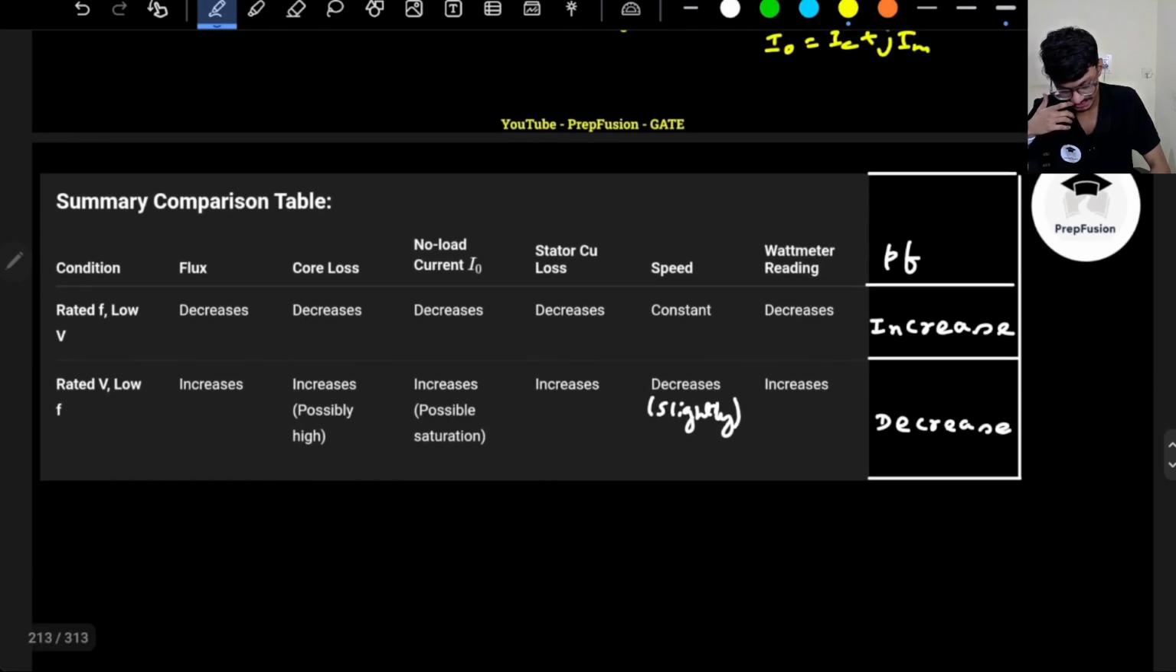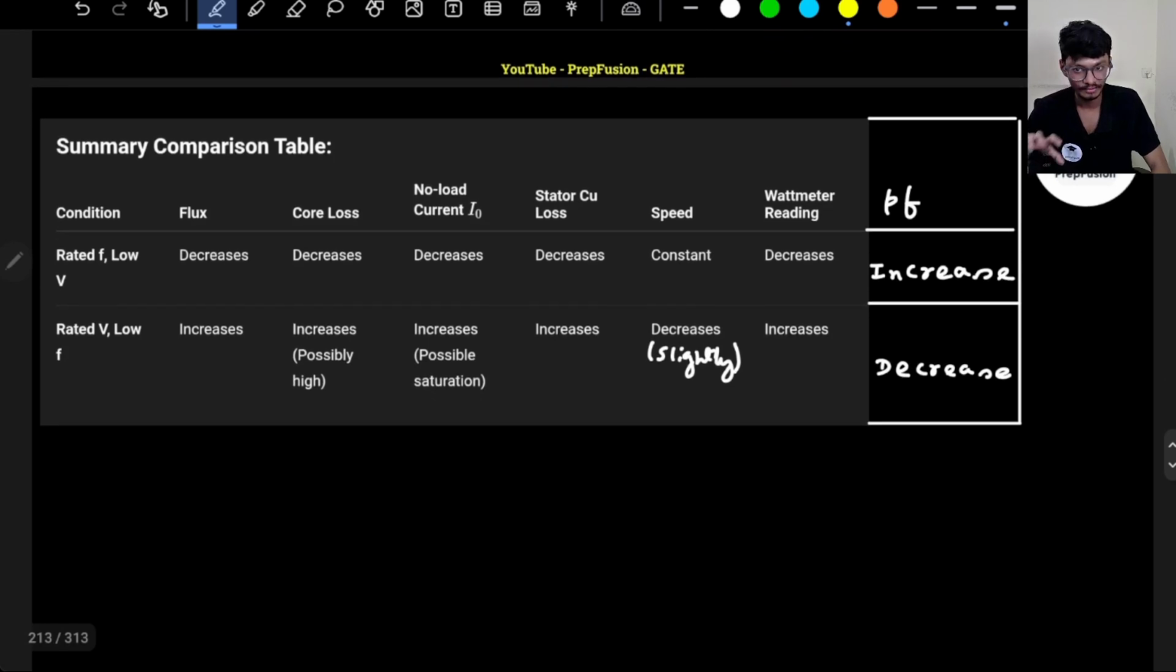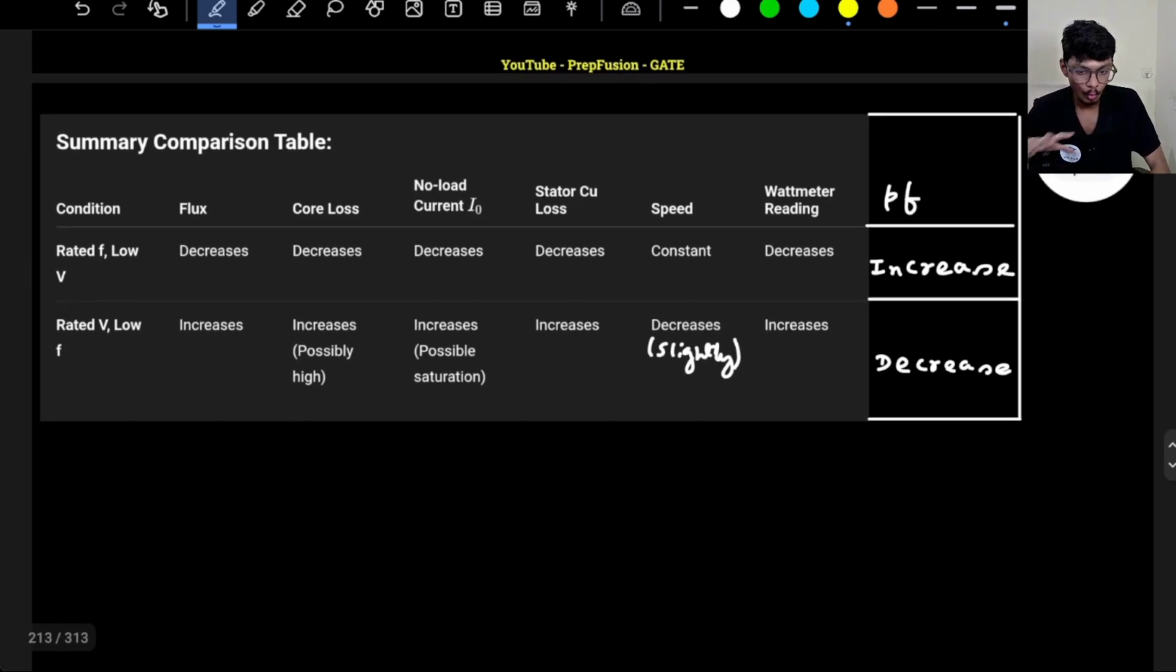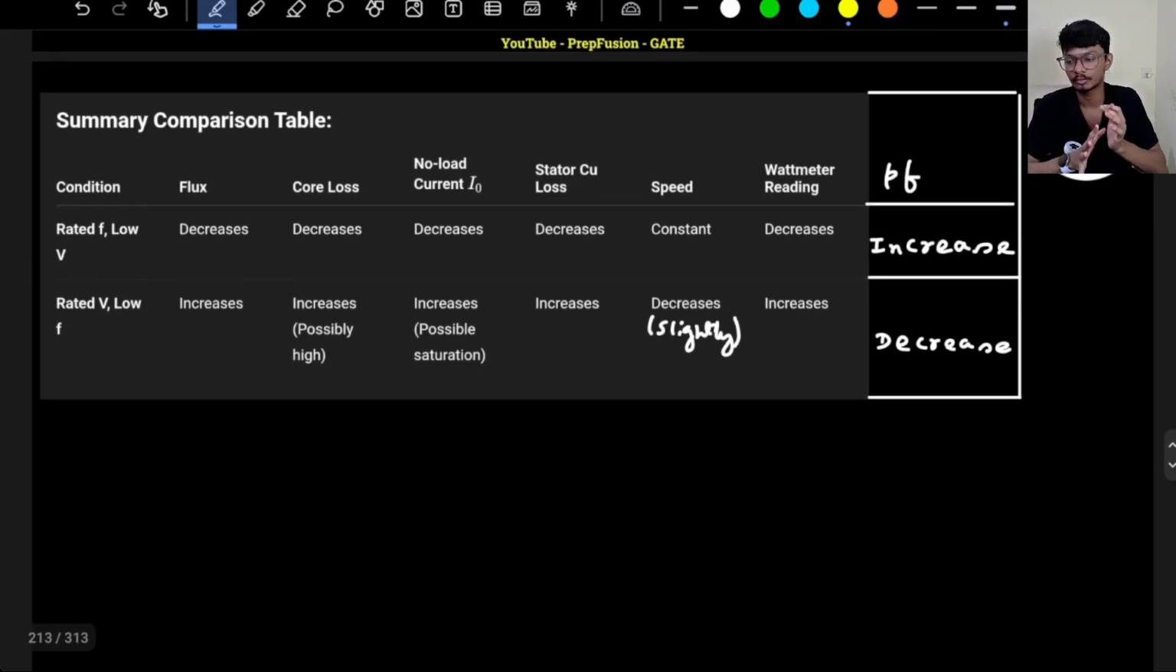So this is the summary basically. You can go through this, whatever we discussed. Just you should know what happens if I am changing the frequency and changing the voltage at different levels. What will happen to the no load test?